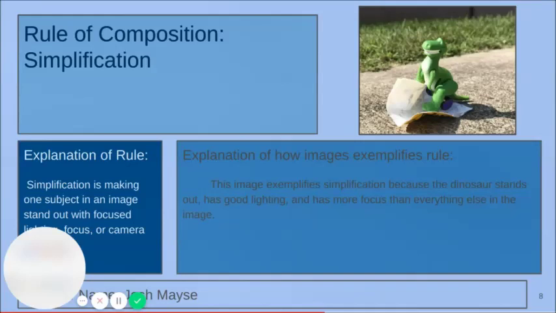This image I used shows simplification because the dinosaur stands out. He has really good lighting. The grass and the ground behind him are blurred more. And it really just makes the subject pop, which is the goal of simplification.